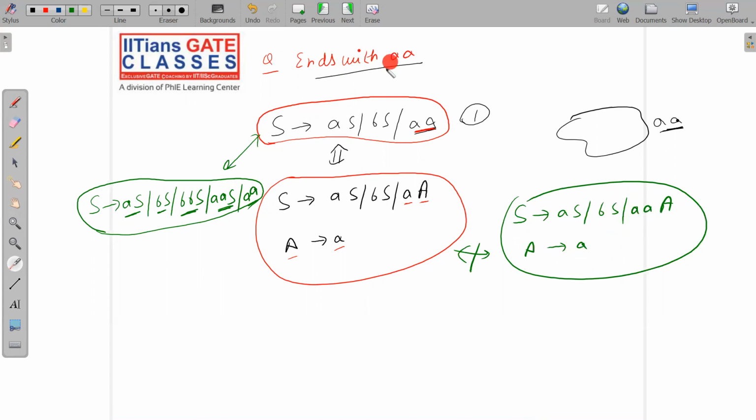Ends with double A contains double A as a string. So the ends with double A language will have double A as a string, but here double A is not generated. So this grammar is not for this language. I can say that this is the less category part. Why is this the less category part? Because there are lots and lots of strings in this language which are not generated by this grammar.